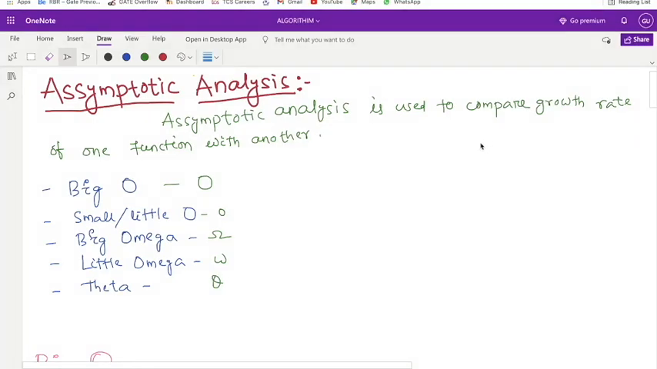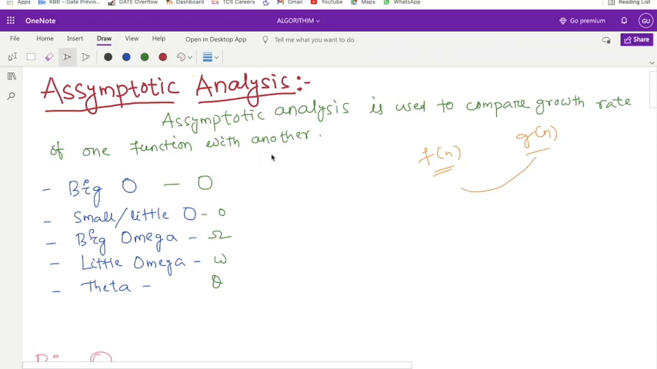In this video, we are going to discuss asymptotic analysis. You can see here that the definition of asymptotic analysis is that it is used to compare the growth rate of one function with another. There will be two functions given. Let's suppose one is f(n) and another is g(n). We will compare these two functions to find out which one is greater.